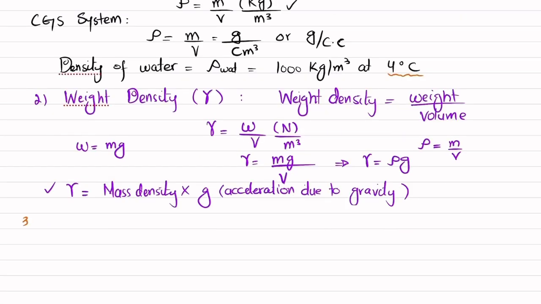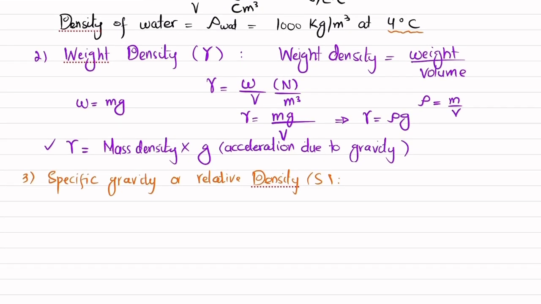The third property of the liquid is specific gravity, or it is also known as relative density, and it is represented as S. Now relative density means we are going to compare the density of two fluids, and that is also specific gravity. So whenever you are going to compare any fluid with respect to another fluid, there should be a reference fluid or standard fluid to which we can compare its density.